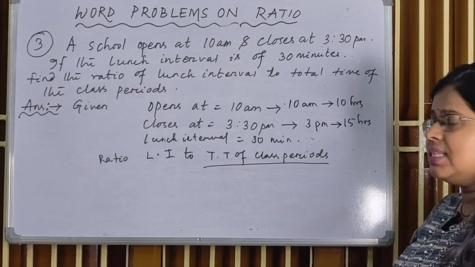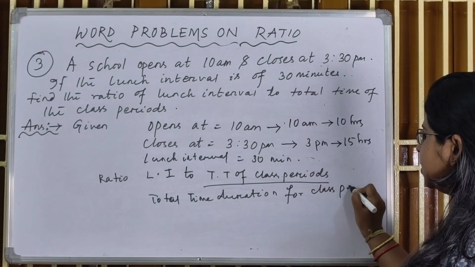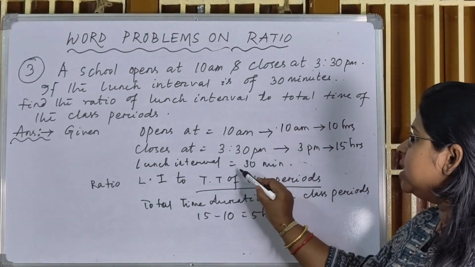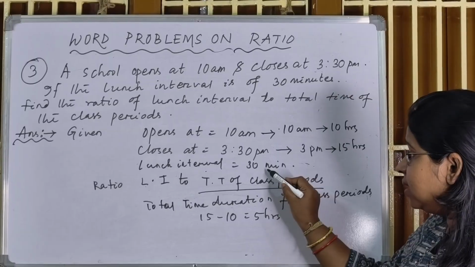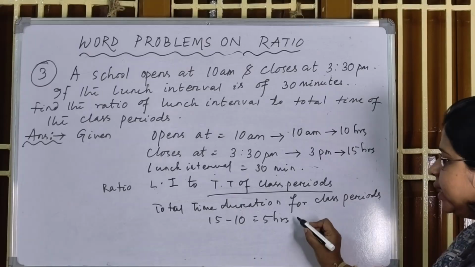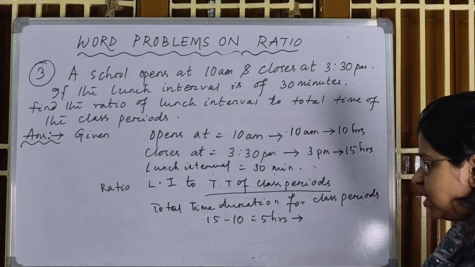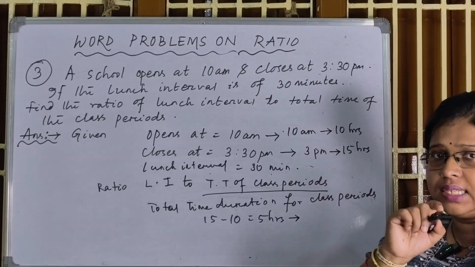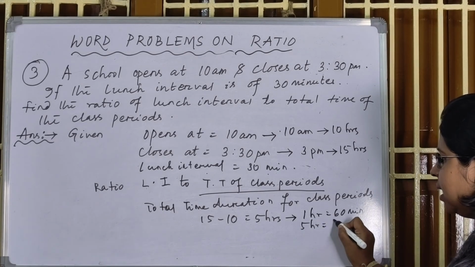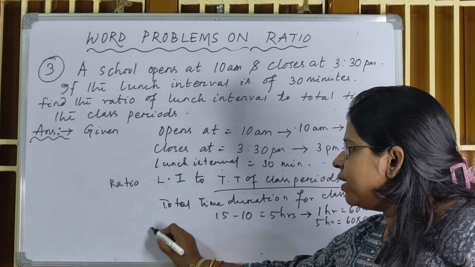So for the total class, how much? The time duration for class periods is 15 minus 10. How much? 5 hours. In the ratio, we have to find the lunch interval to the class period. You can see the lunch interval is given in minutes. As we know, we have to convert to the same unit, right? Here the total class time duration is given in hours. So we will convert 5 hours into minutes. How will we convert it? 1 hour is 60 minutes. So 5 hours would be 60 into 5, 300 minutes. You can see the units are the same now. Now we can easily find the ratio.